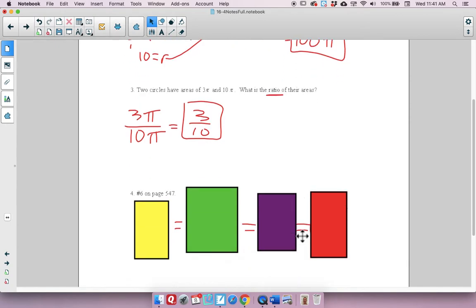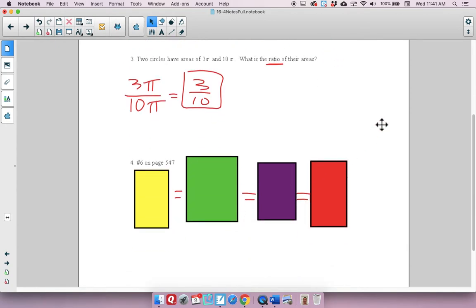All right, I want you to get your textbook out and look at page 547. We'll look at problem number 6. Basically it says prove the following theorem. And we're not going to prove this like a 2-column proof. We're just going to prove it using algebra basically and formulas.